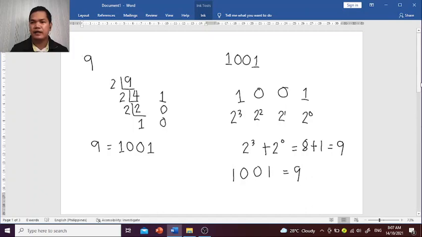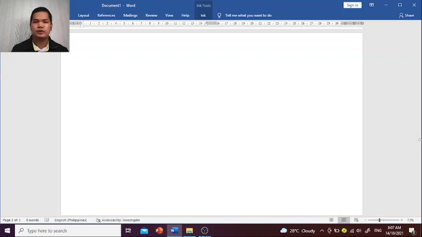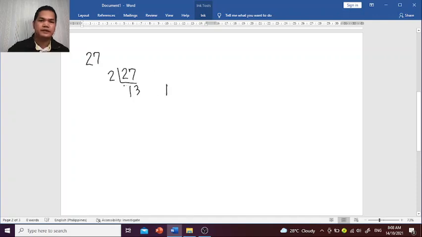So now let's have our second example. Let us move on to two-digit numbers. Let's try 27. So let us divide 27 by 2. 27 divided by 2 is 13, remainder 1. Then divided by 2, we have 6, remainder 1.